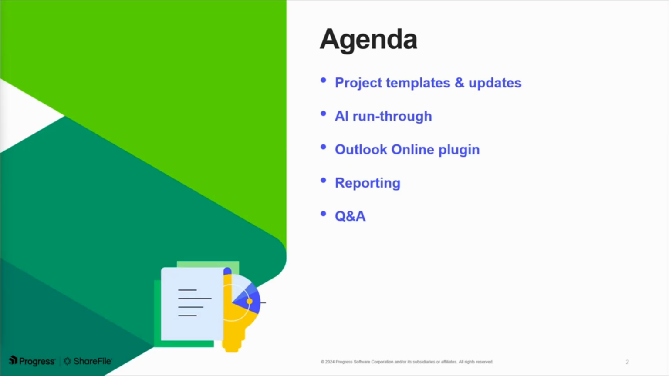So we're going to talk a bit about project templates today. Projects is a premium feature where it has a more meaningful way of intaking data, and we're going to show you how to template those things for, again, fewer steps you have to take to create those projects. And also, we're going to go through some of the recent updates that we've had with projects, just to be sure that you're up to speed with what we've been releasing with projects. We're going to go through all of the AI options that are currently available within ShareFile. And then we're going to hit on our Outlook Online plugin.